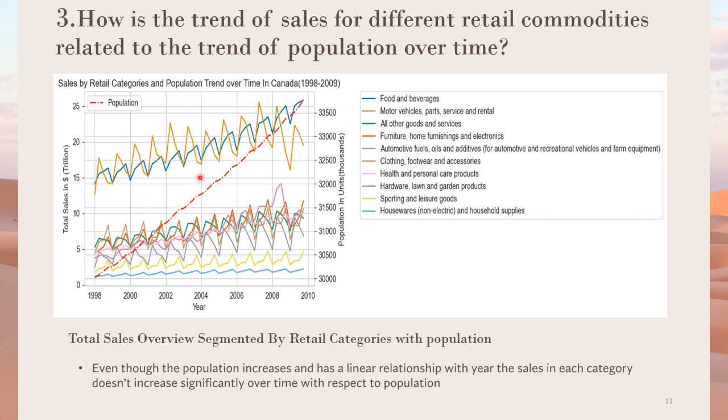We can see in the graph that there is a steady increase in food and beverages and motor rental, but a few have the same average sales from the year 1998 to 2010, amounting from 1 billion to 1.5 billion in sales.